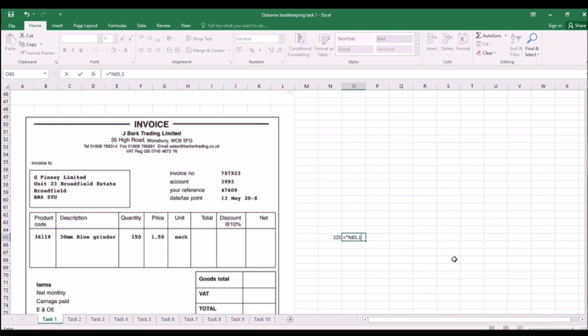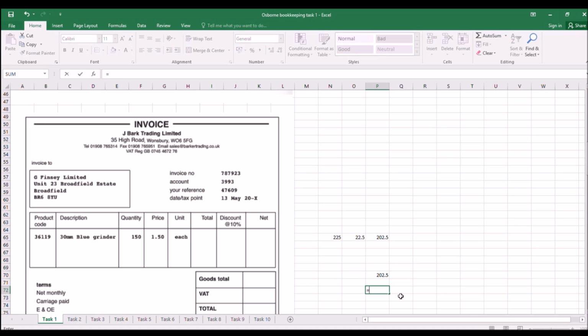Times 0.10, so 10% is £22.50. So what we actually charge the customer is the price per unit times the quantity minus the discount, because we're giving you 10% off, perhaps as a trade discount. So that's the net figure, £202.50. That's the goods total amount that we are charging, £202.50.